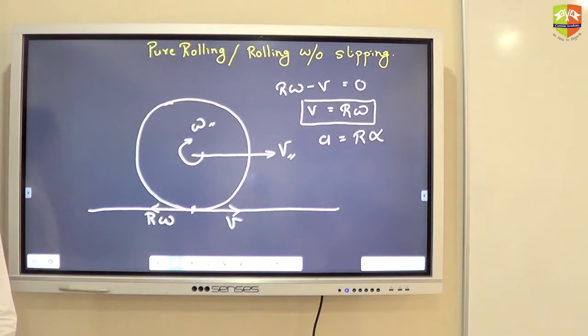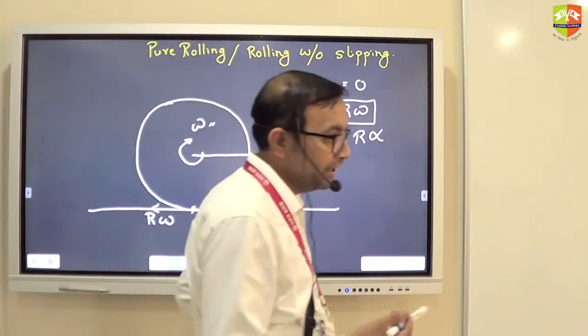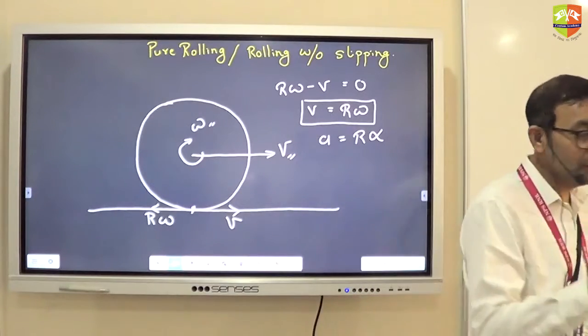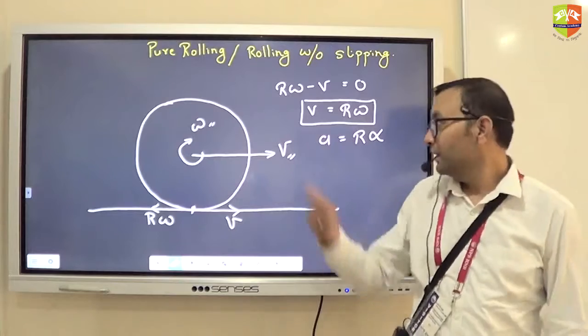These are like constant relations which have nothing to do with physics actually. It is a mathematical constraint. Suppose the object is rolling without slipping, this should be true.